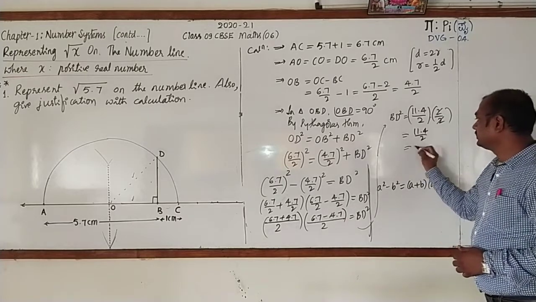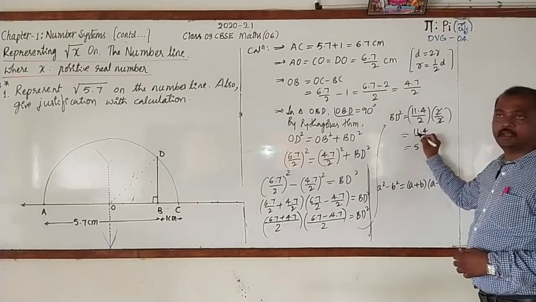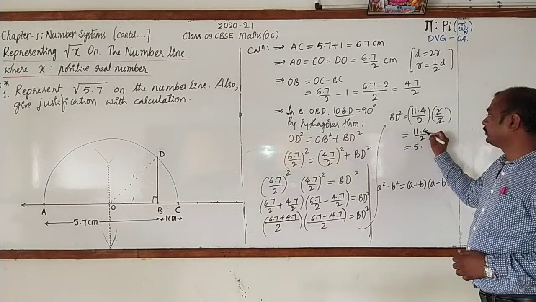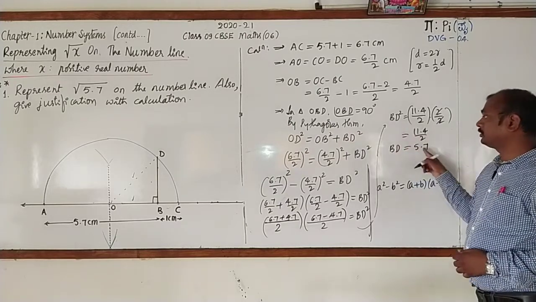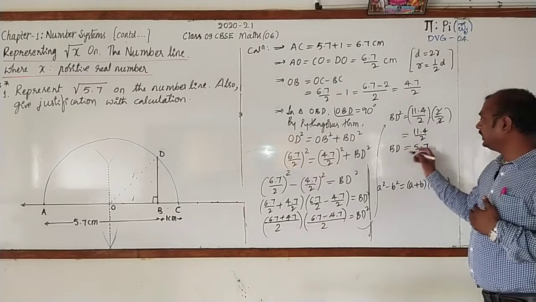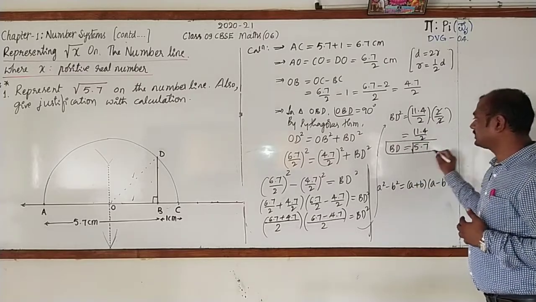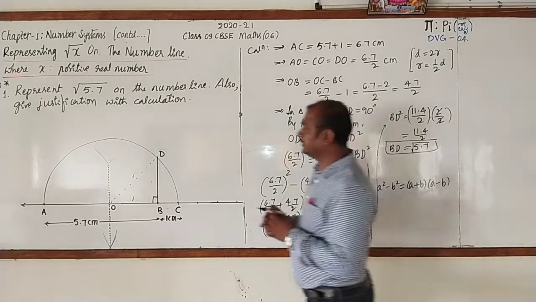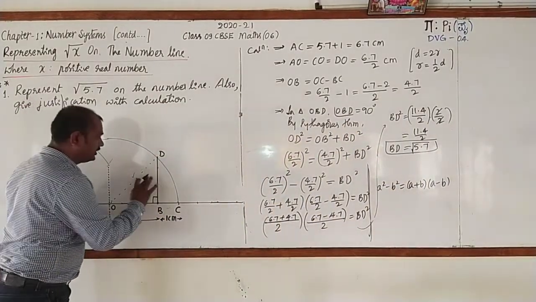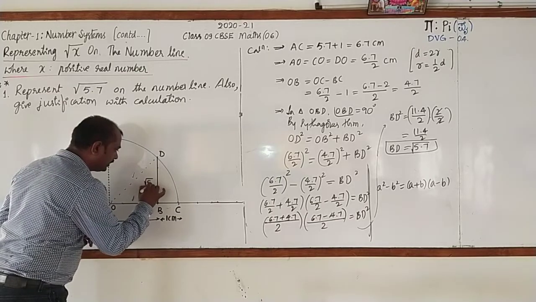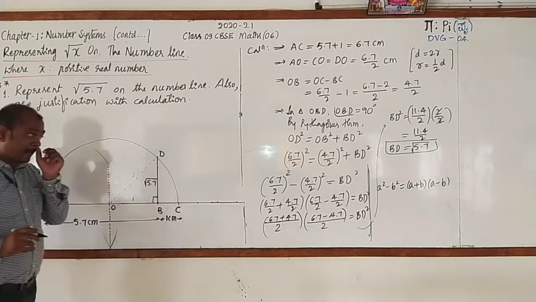Then divide this. 2 5s are 10. 1 will remain. It becomes 14. 2 7s are 14. So BD square is equal to 5.7. Then BD is equal to square root of 5.7. Do you agree that the length of BD is square root of 5.7? Yes, square root of 5.7.